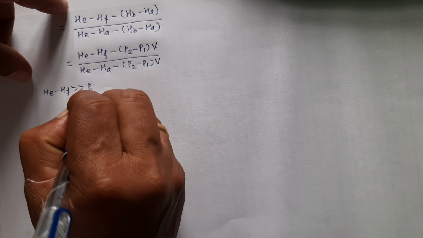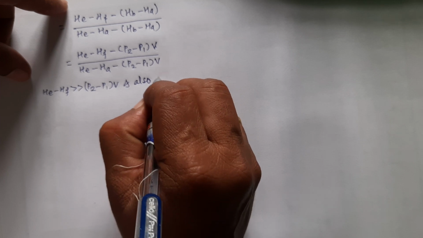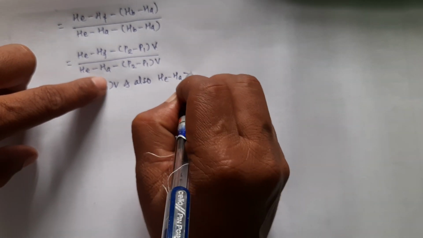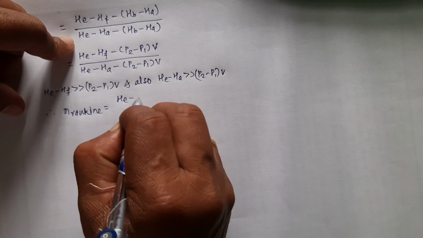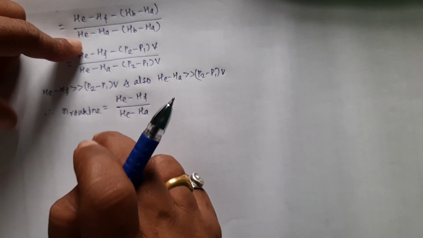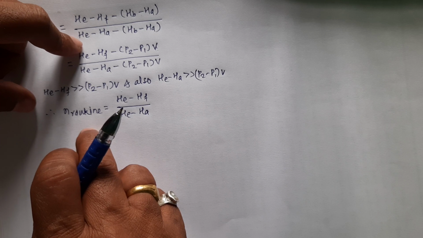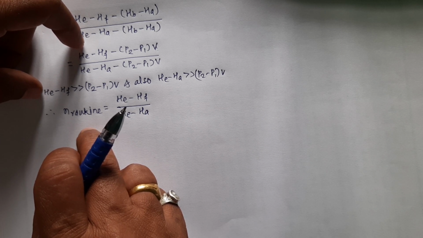In practice, it is seen that HE minus HF is very much greater than P2 minus P1 multiplied by V, and also HE minus HA is greater than P2 minus P1 multiplied by V. So therefore we can write the efficiency of a Rankine cycle is HE minus HF divided by HE minus HA. The efficiency of this Rankine cycle is less than that of an ideal Carnot cycle operating between the same two temperatures. Okay.